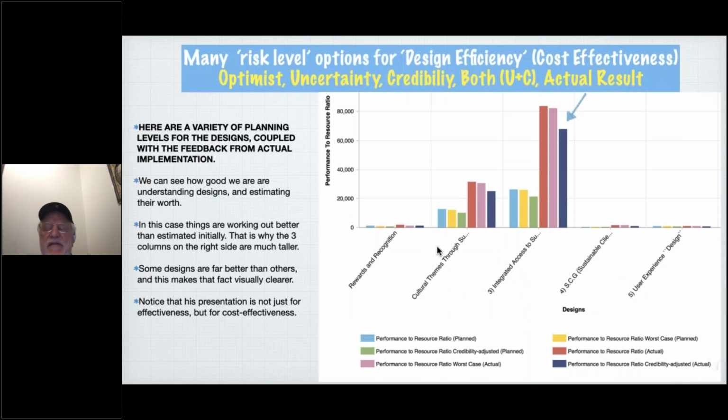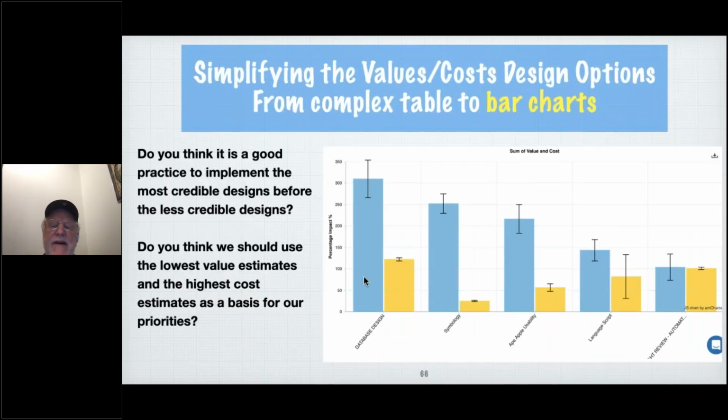Here's an even more advanced option of the same things. Again, this is turning the table information into bar charts. And so what we're doing here is, you can read the list here, but this is the performance to resource ratio. So we're integrating this over this. In other words, the efficiency of the design, the cost effectiveness, the profitability, if you like, overall.